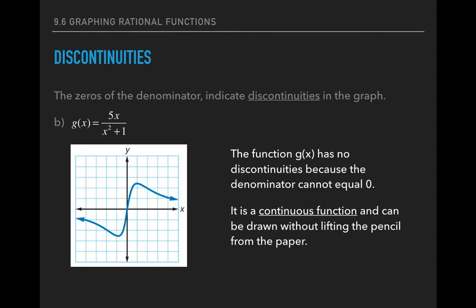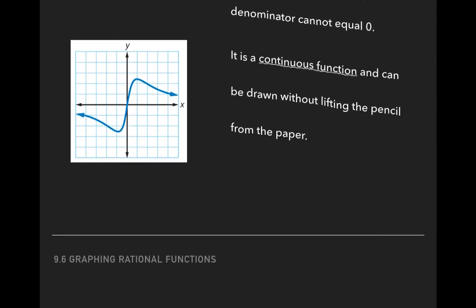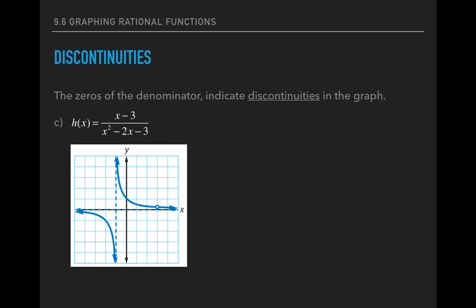Continuous functions, that's kind of like a continual line, you could think of it. And discontinuities means that it's not continuous, discontinuous. You're going to have a break in your graph. You have to pick up your pencil. So g is continuous. Let's look at h. h is discontinuous. It has discontinuities.